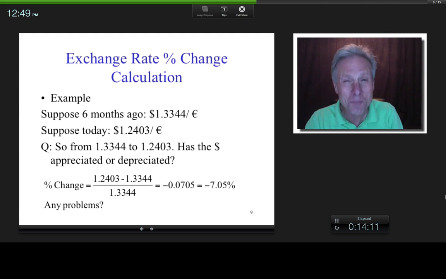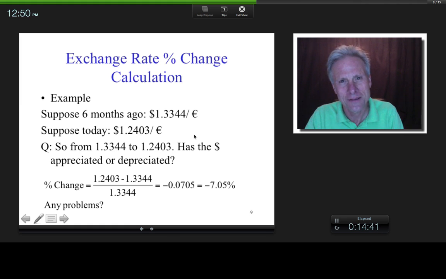Now, if we just left it right there, I'll be blunt, would you have problems sleeping tonight? Come on, admit it, you would, right? Why? What's troubling about this answer? Did we just go through the thought process that when the exchange rate went from 1.33 to 1.24, the dollar had appreciated or depreciated?